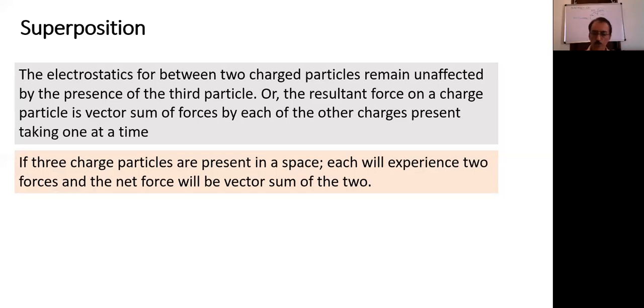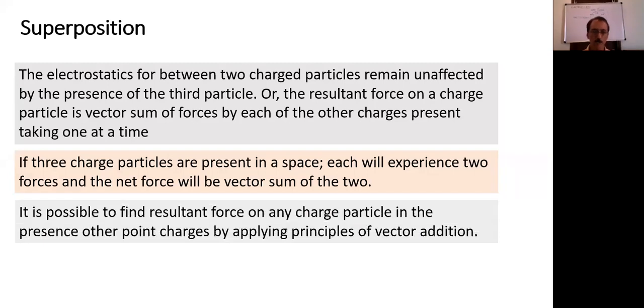And what will happen if four charged particles are present? If three charged particles are present, A will experience a force due to B, and also a force due to C: two forces. The resultant force is the vector sum of the two. If four charged particles are present, each will experience three forces, and you have to find the vector sum of the three forces, and so on. That's superposition.